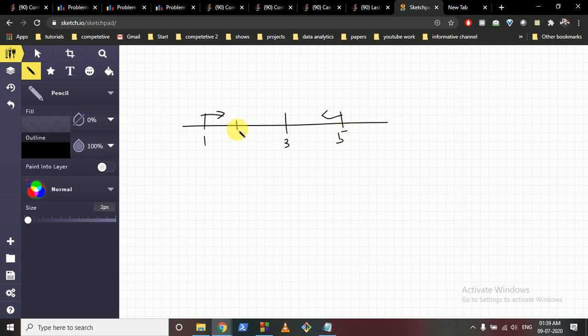So after 1 second, this will come to 2, this will come to 4, and after the second they both come to this point 3 and they will coincide. So one is moving like this and the second is moving like this. Now because the ants have the same weight, when they collide, both will turn around.